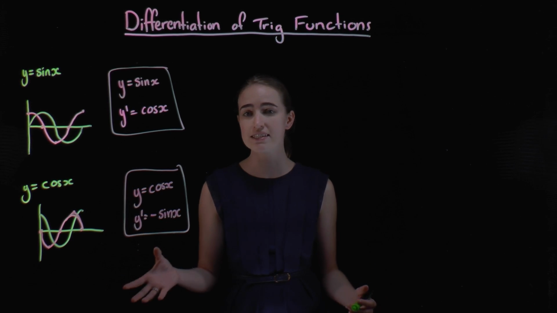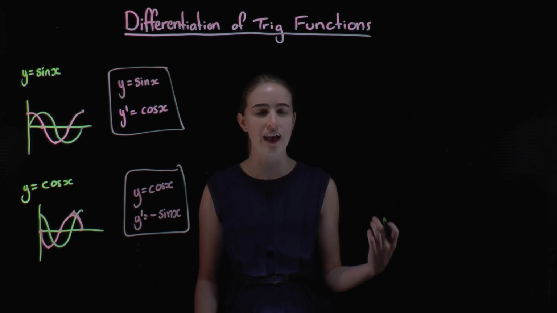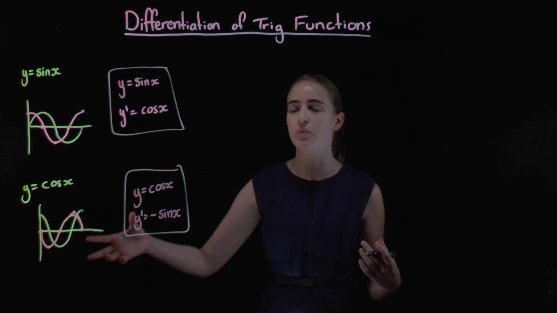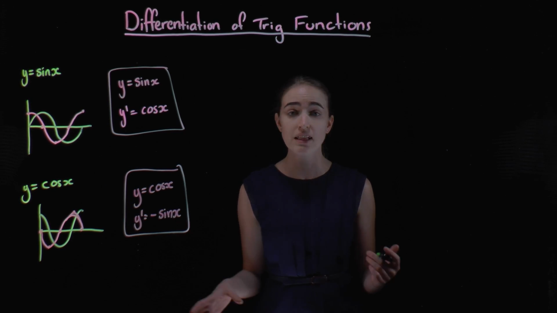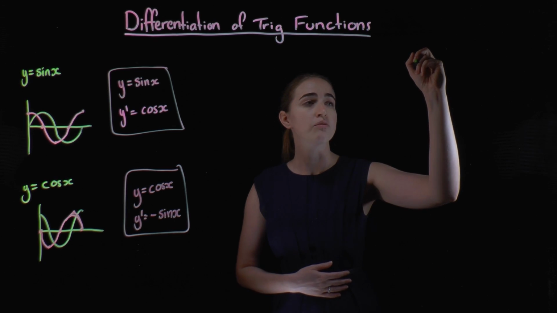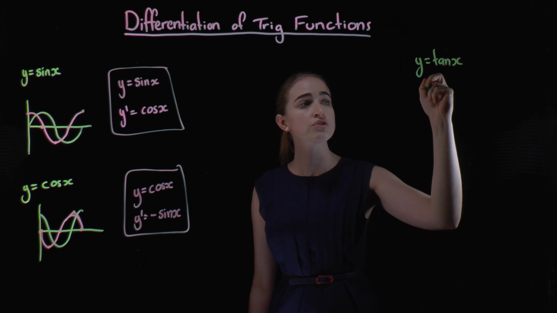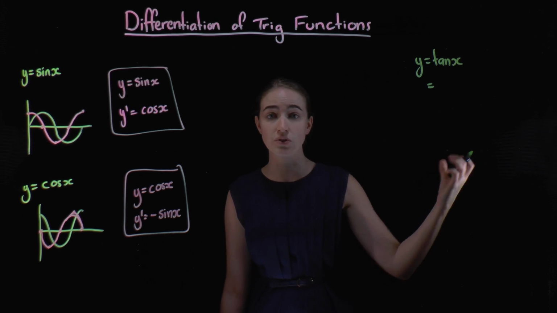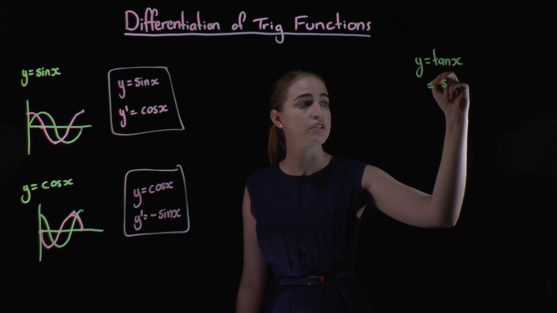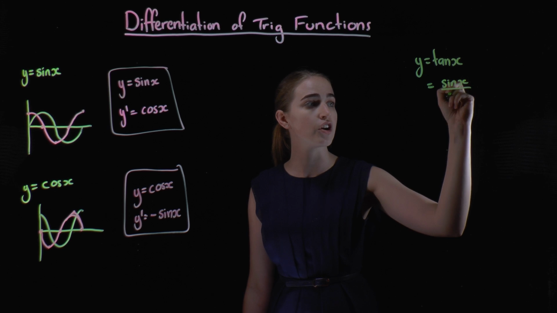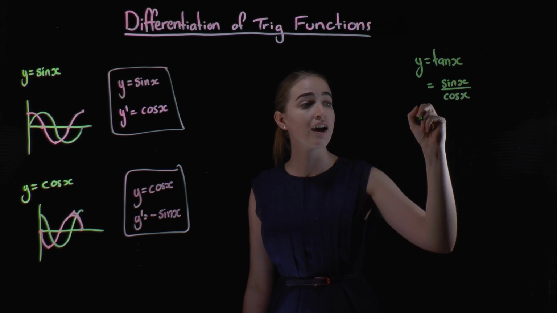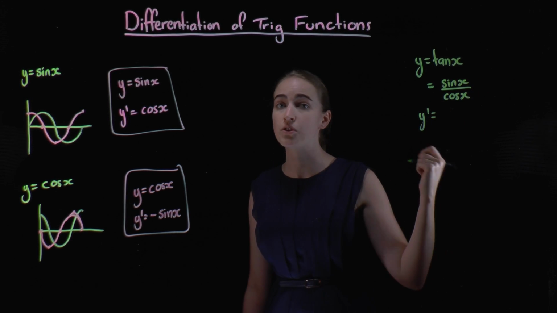We could do tan the same way, but it's a little bit trickier because of the asymptotes, and what we end up with isn't something we're as familiar with. So let's have a look instead. So we'll start off saying y equals tan x. And we'll use the rule that we know that tan x is equal to sine x over cos x. So we'll have sine x over cos x. And now if we want to differentiate that, we can use the quotient rule.